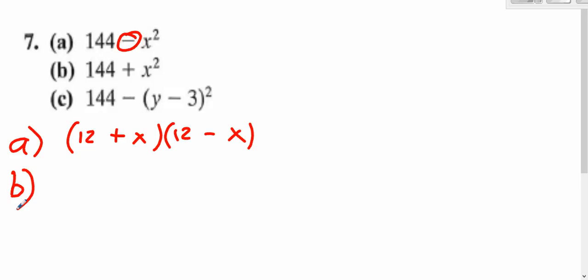B, this is really just kind of a trick question. When it's a perfect square in the front and the back, the second term is also a perfect square, but it's a plus sign, you cannot factor it. Irreducible, prime, whatever word you want to use.